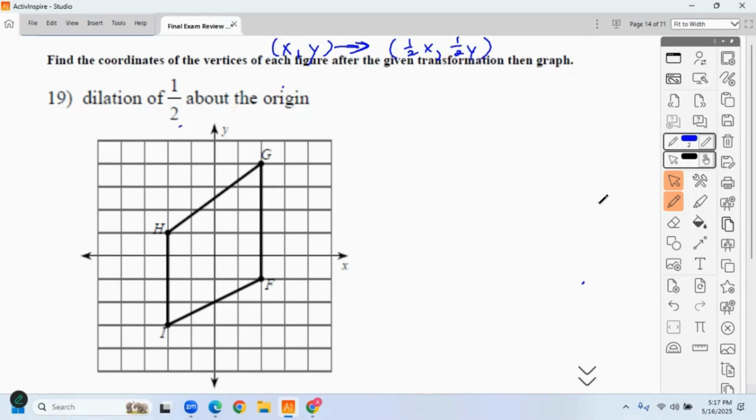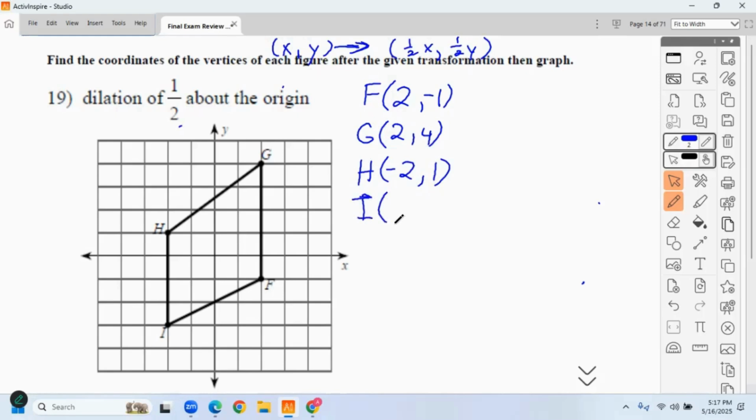First of all, let's look at the coordinates that we already have for 19. So what's this? F, G, H, and I. Let's start with F, which is going to be 2, -1. G will be 2 and 4. H will be -2 and 1. And then you're going to have an I coordinate, which is -2, -3.